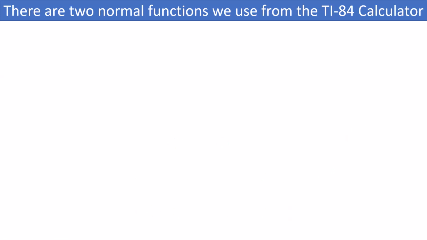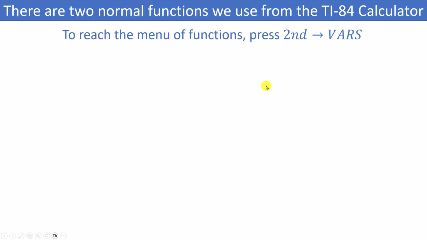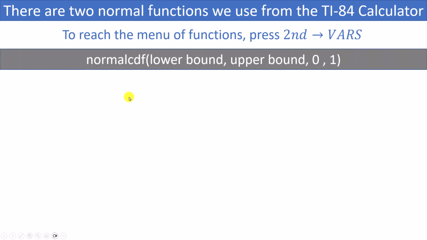There are 2 normal distribution functions that we are going to end up using on the TI-84 calculator. To reach the menu of functions, press the second key and then the vars key. I'll go to the calculator in just a minute to show you how this is done. The first function we will be using is what is called normal CDF. The inputs into this function are the lower bound, the upper bound, and 0 and 1.